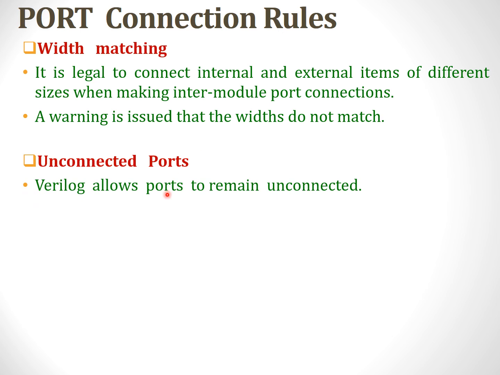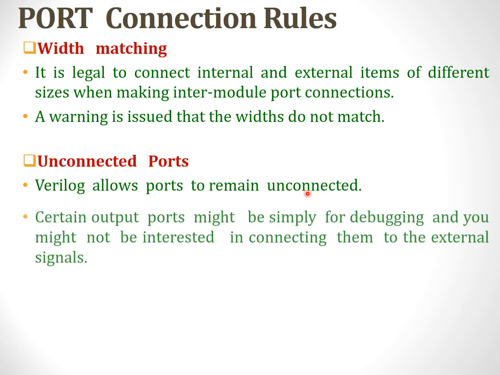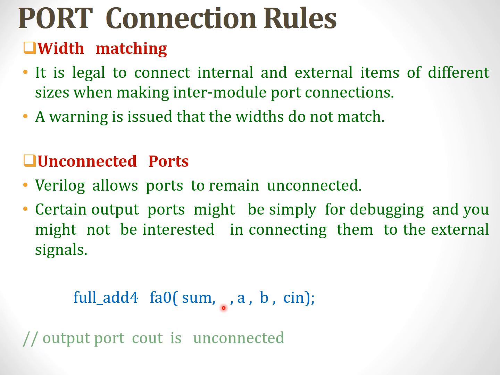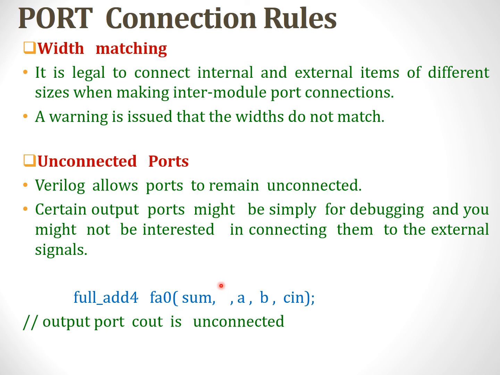Next, unconnected ports. If you use a port, you can leave it unconnected also. That is, you might have some ports which are just needed for debugging and you are not connecting them to the external signals. So you can leave such ports unconnected. For example, in a full adder, if you are not interested in seeing the Cout output, you can just leave it blank when you are calling that module. During instantiation, you can leave the port unconnected, but you should leave a blank space indicating there was a port. We are not connecting it as we are not interested in seeing any connections with the external world. So this output port Cout is unconnected in this particular instantiation.